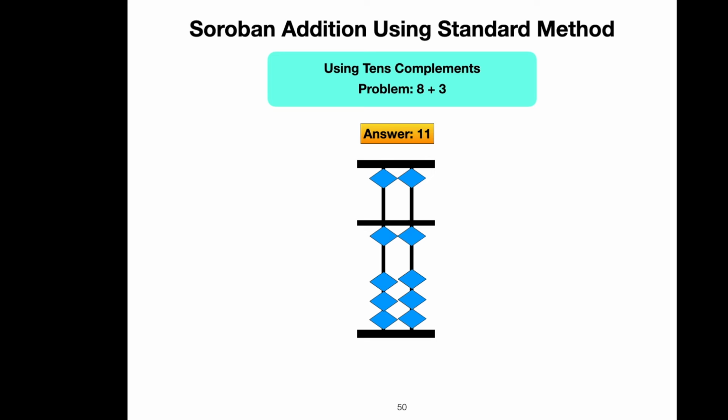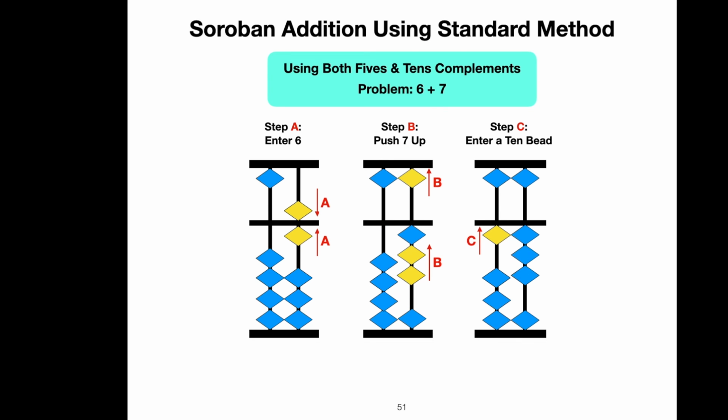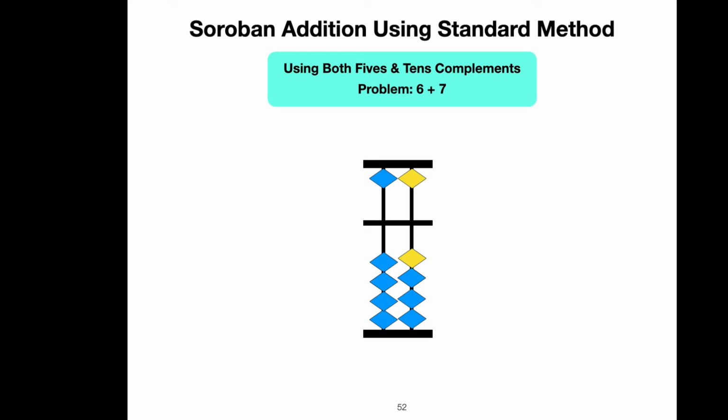So there are also problems with complements that not only involve 5's complements and 10's complements, but they involve both 5's and 10's complements in the same problem. And this is that problem 6 plus 7, which we did earlier on the counting board, and it was very easy on the counting board. But let's do 6 plus 7 on the abacus here. So we start off with 6, a 5 and a 1 bead. We enter the 6, very easy, right? And now we're going to add the 7.